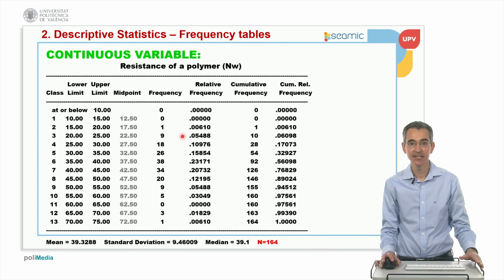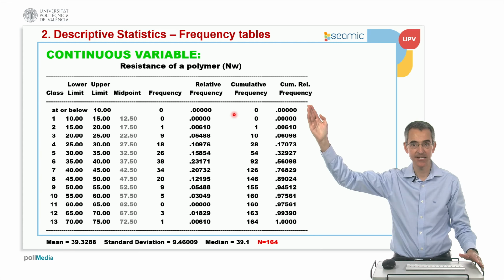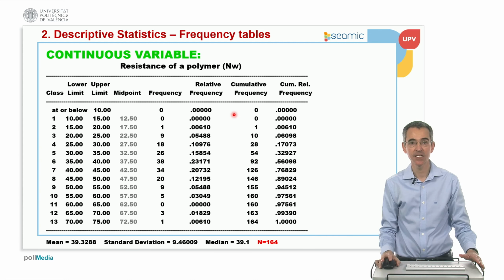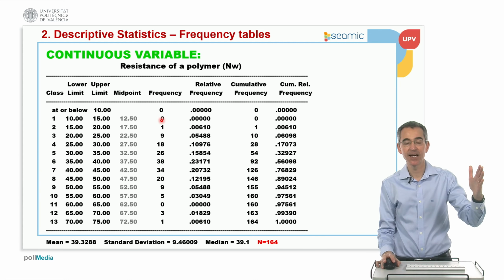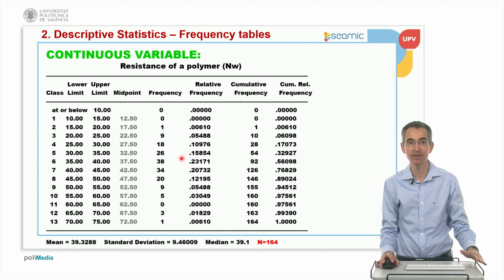Okay. Then another concept is the concept of cumulative frequency, okay, that we can find here. Cumulative frequency, what is the concept? Okay, so we are accumulating the values in the following way. So we have 0, and then 1 plus 9 is 10, so here we put the value 10. 10 plus 18 is 28. Yes, 28 plus 26 is 54, and so on. So that the last value of the absolute cumulative frequency is the total number of values that I have.